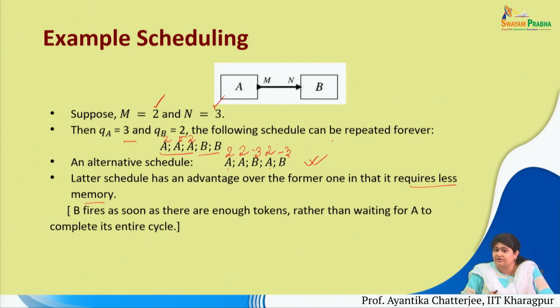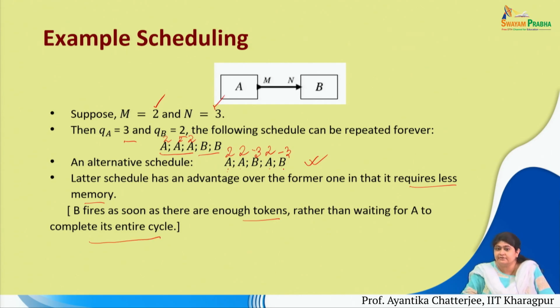The way we are deciding the scheduling policy, if we do not have any constraint on the buffer length, or up to a certain extent I must say, then based on our scheduling policy we can actually choose our buffer length. But choosing and deciding this buffer length and having a policy in sync is important to avoid any unbounded scenario. Okay. And we are also assuming here B fires as soon as there are enough tokens, rather than waiting for A to complete its entire cycle.